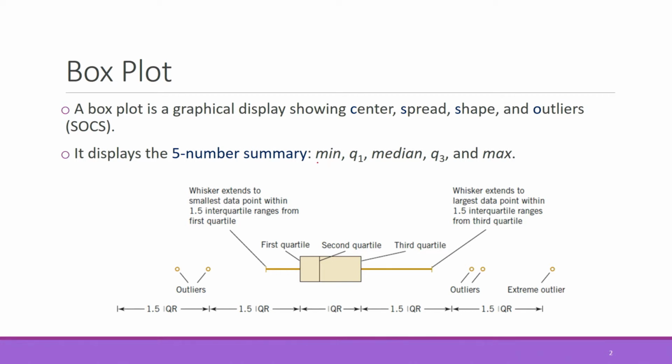Okay, so what it does is it displays what we call the 5-number summary. The 5-number summary is made up of your minimum value, Q1, median, Q3, and the maximum value. All right, so just as a quick review, you know what the min and the max are. Q1 is your first quartile. But let's start with the median. The median is also your 50th percentile. And so that means Q1 is your 25th percentile and Q3 is your 75th percentile.